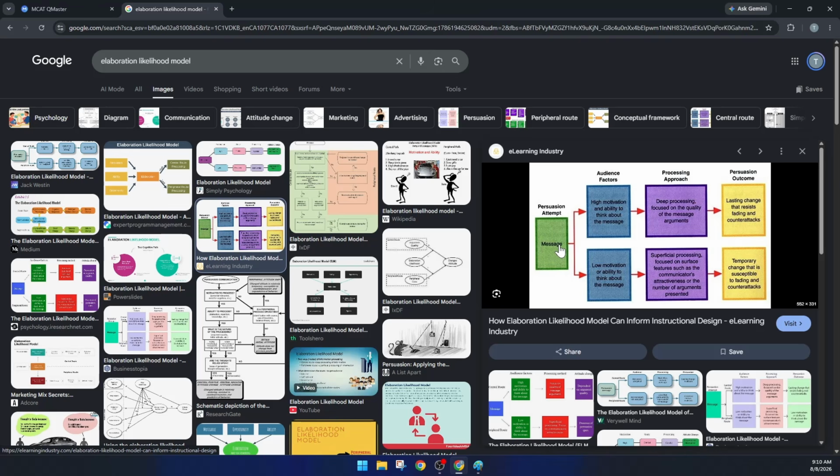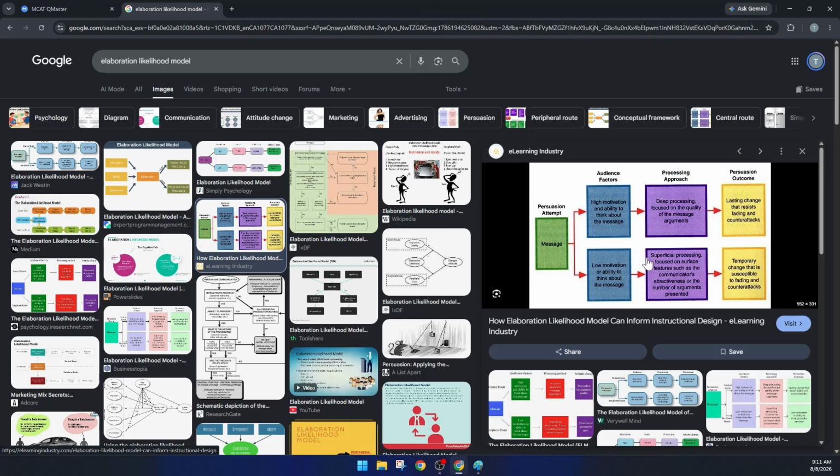It could go through the central route, where you have deeper processing and focus on the quality of the message. And the peripheral route is more like superficial processing. It's focusing on, I don't know, the cool visual effects of the message, like there were cool animations on the advertisement, for example. And for the outcome of persuasion, if you have a deep message but the visual effects weren't that good, you might still have a good persuasion outcome leading to lasting change that resists fading and counterattacks. What that means is the person's not really doubting your message, your persuasion attempt.